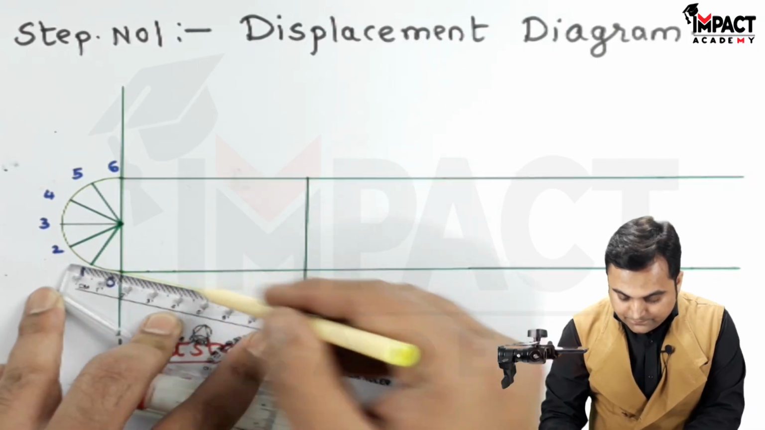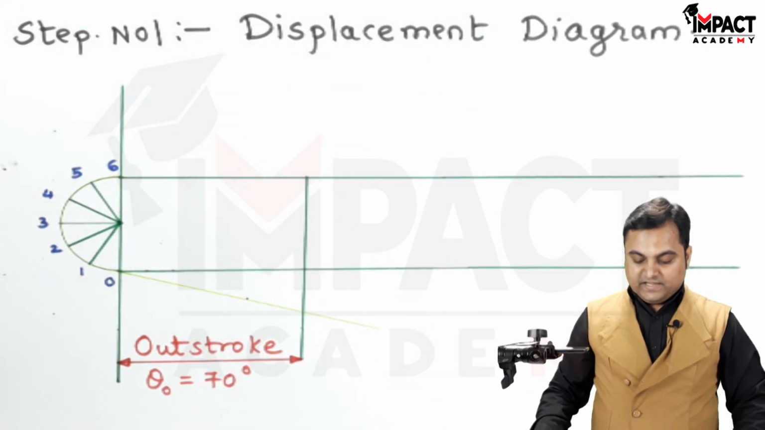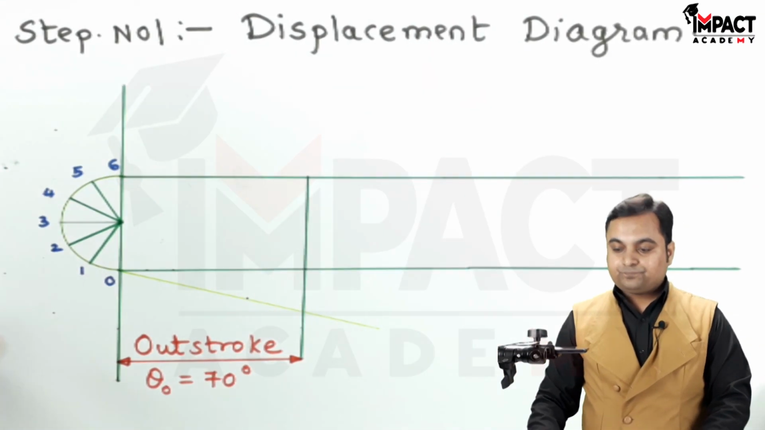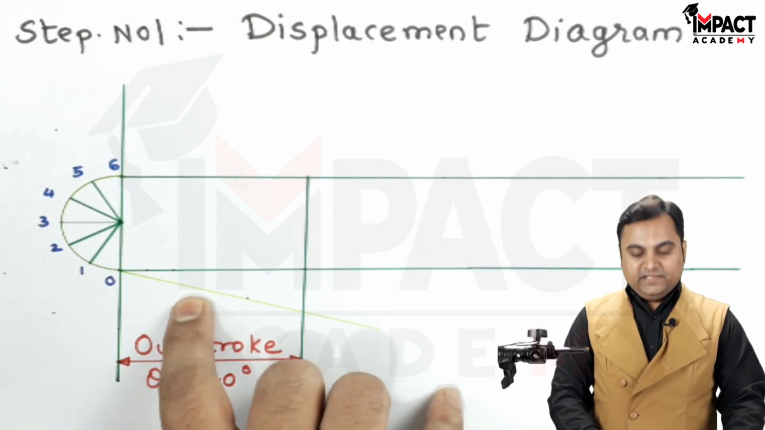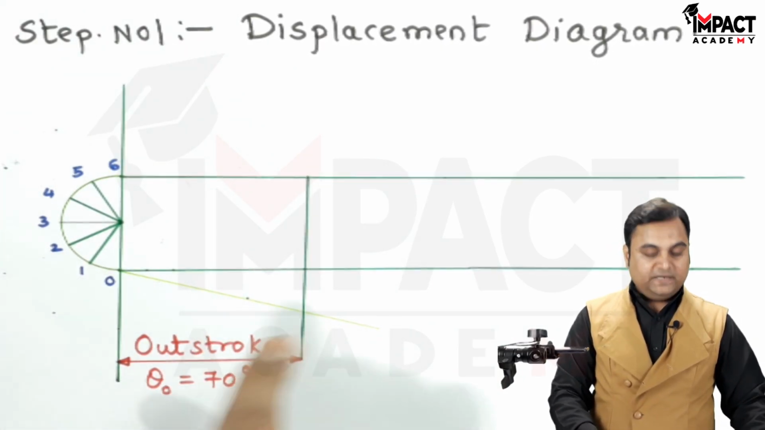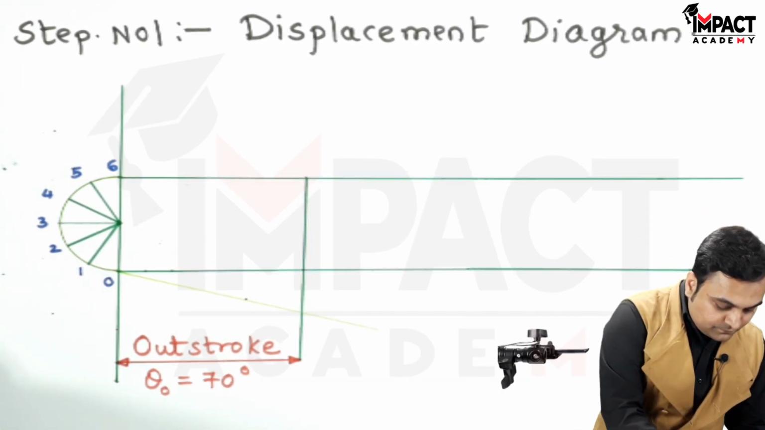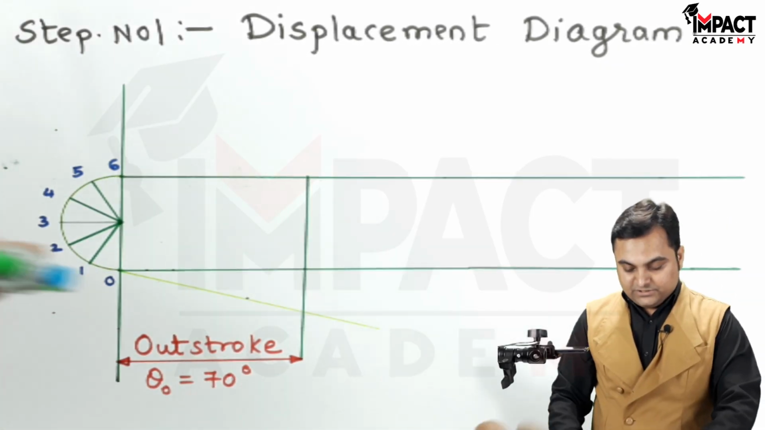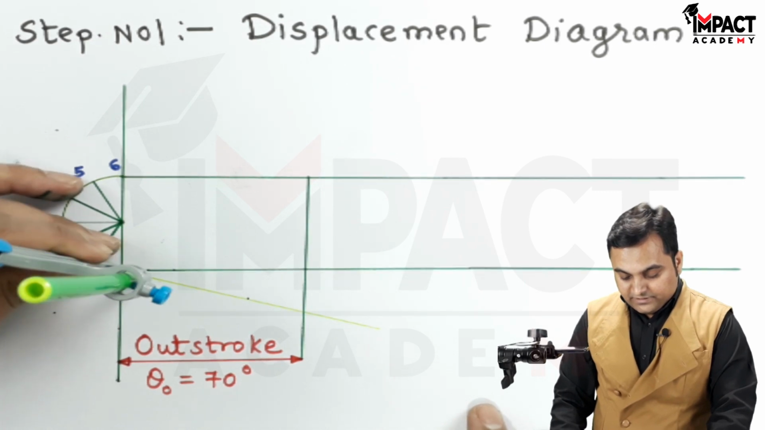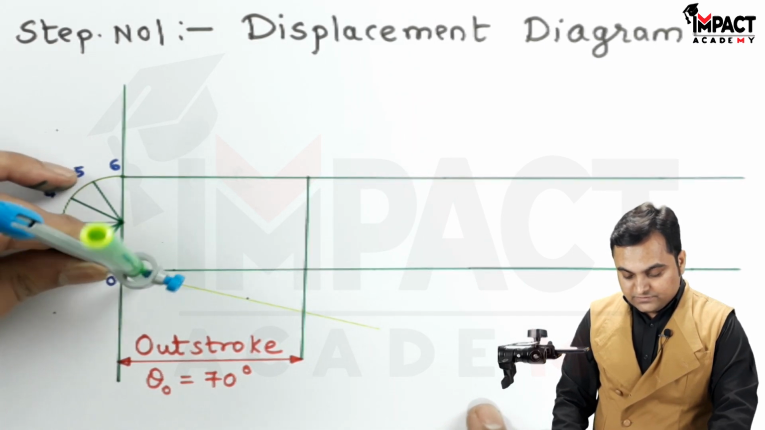Drawing a light line to get this angle. Now I would be dividing this line into 6 equal parts by taking a 1 centimeter distance in the compass. So I have taken a 1 centimeter distance in the compass and am dividing this inclined line into 6 equal parts.